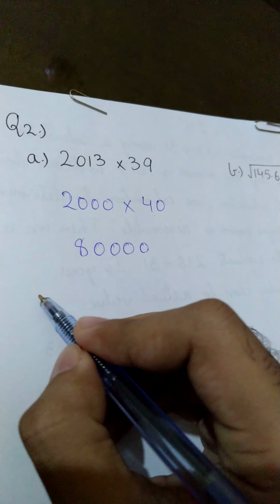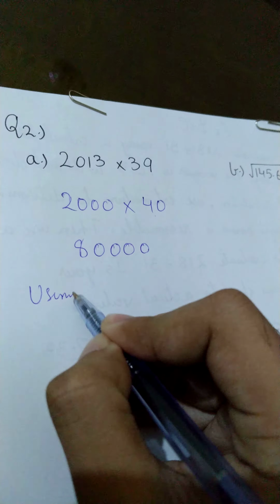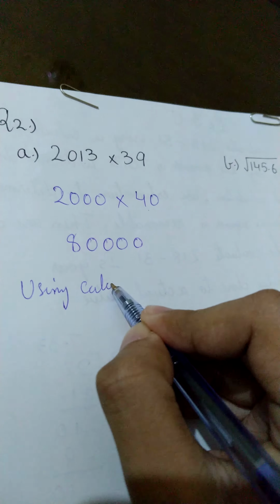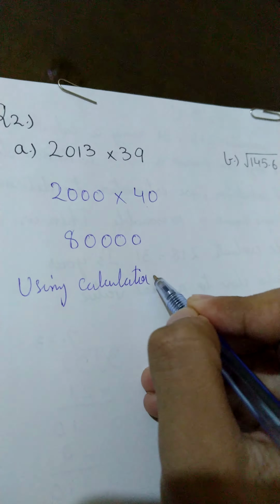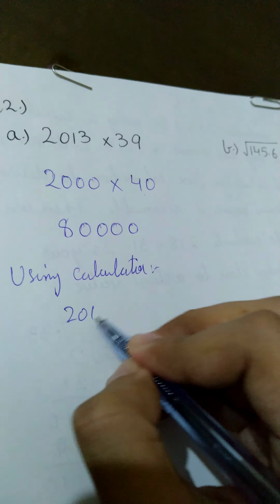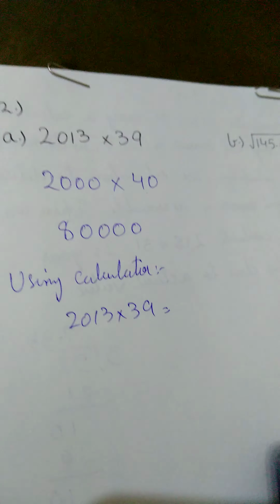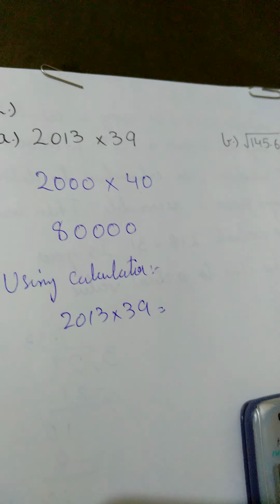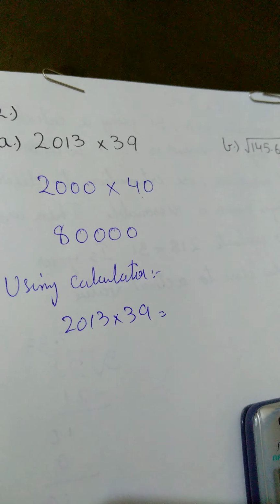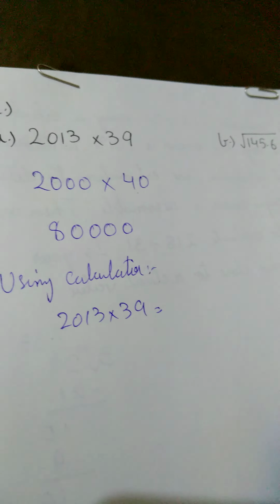The actual answer using a calculator would be 2013 times 39. Let's see what the answer is using a calculator. 2013 multiplied by 39 is 78507.